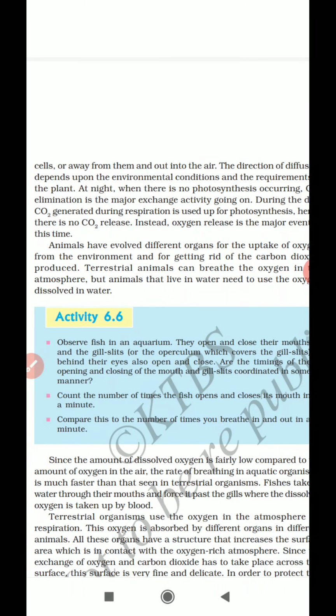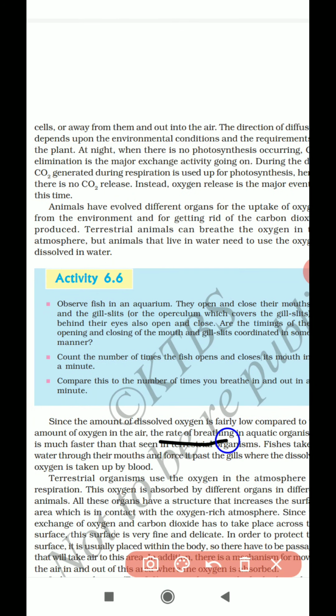So always the rate of breathing in aquatic organisms is much faster than in terrestrial organisms. Means what? Aquatic organisms will breathe at a higher rate. They constantly breathe compared to the terrestrial organisms. Why is the rate of breathing in aquatic organisms very fast? Because dissolved oxygen is fairly low compared to the amount of oxygen present in the air.